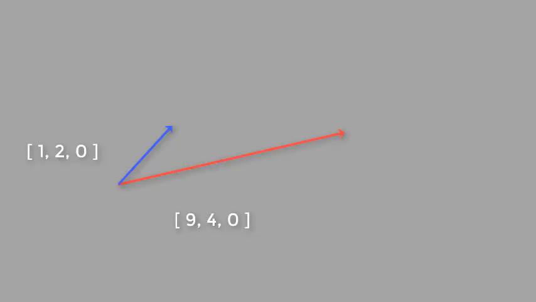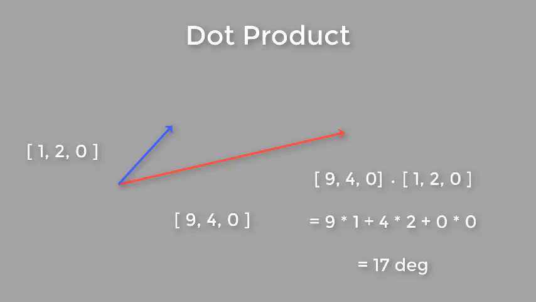Multiplying a vector by another vector is more complicated. There are two ways of doing it. The first is called the dot product. It is calculated by multiplying the vectors together the same way we would add them, and then adding their values together. The result is the angle between the two vectors.